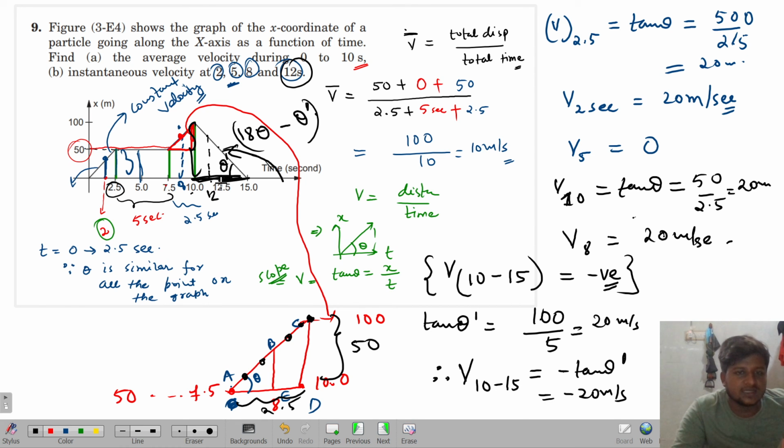So now look over here, it is asking the velocity at 12. So the velocity at 12 seconds is how much? Minus 20 meter per second. Are you able to get me or not? Yes or no? Everyone, is it okay? Got it or not? Ankit, Radha, Nisant, Yasmin, okay or not?